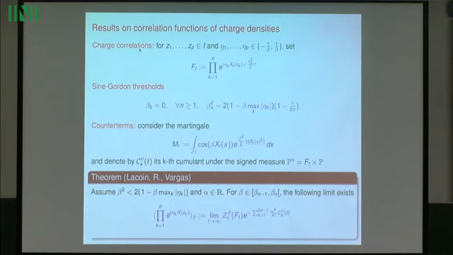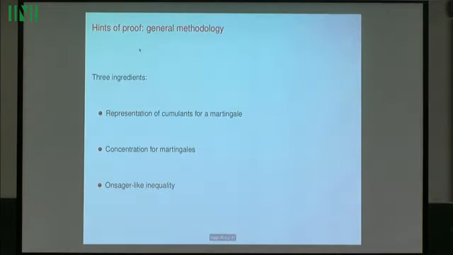Okay, so you have an existence, non-trivial existence of correlation function for this model, and what I want to explain is the proof of this result, because it does not rely on the RG map. So basically we need three ingredients.